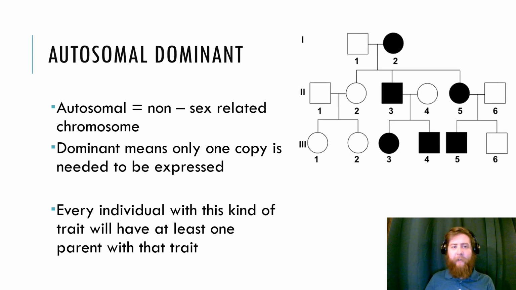The first pattern we're going to look at is autosomal dominant. An autosomal, remember, is a non-sex chromosome, and dominant means that there's only one copy that needs to be expressed. The cool thing about autosomal dominant is every individual with this trait has at least a parent with this trait. So like this guy here, number 3, he has a parent, his mom here, who gave him the allele for this. His dad doesn't have it, but his mom did.